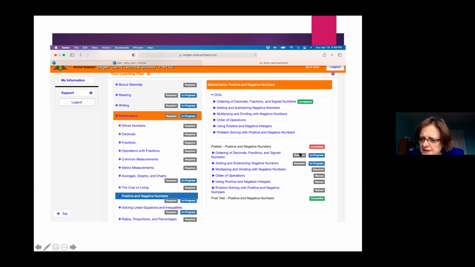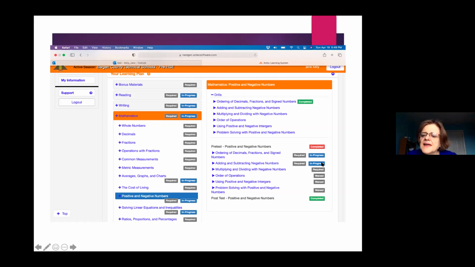But what's interesting when this person did the test is you can see that it said she should do ordering decimals, adding and subtracting negative numbers, and multiplying and dividing. These three skills here, order of operations, using integers, and problem solving, were all waived. The test looks at which questions you got right and wrong and tells you these are required and these are not required. You probably have to tell them what the word waived means.